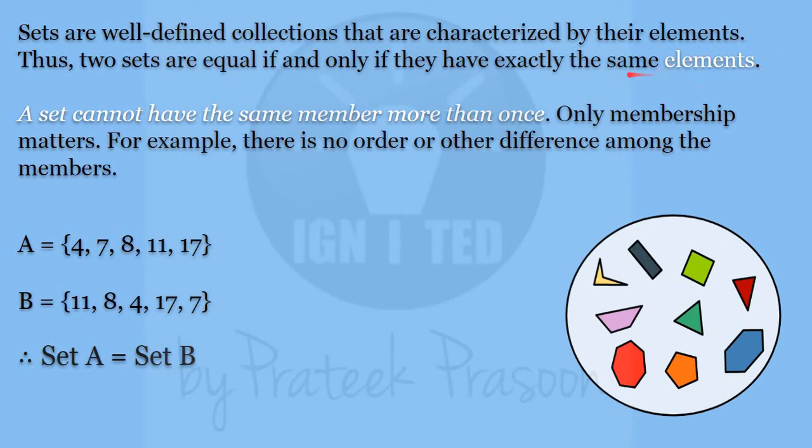Here this word "same" is important. Same does not mean similar. Suppose in this particular set you have two triangles, one is a green one and one is a red one. They might look similar but they are not the same. So if there is another set and an exact one-to-one mapping can be done, only then can we say the two sets are equal.